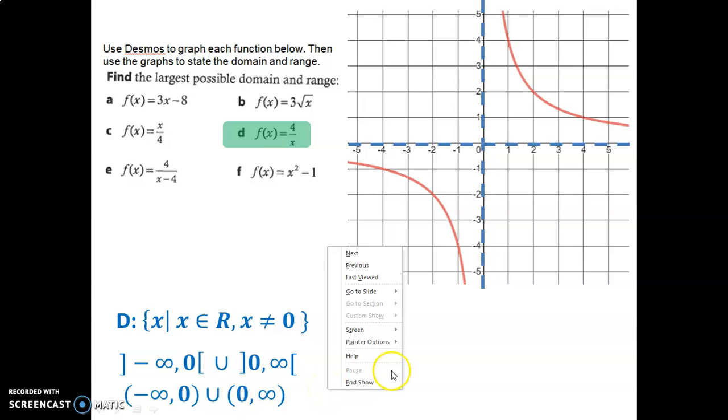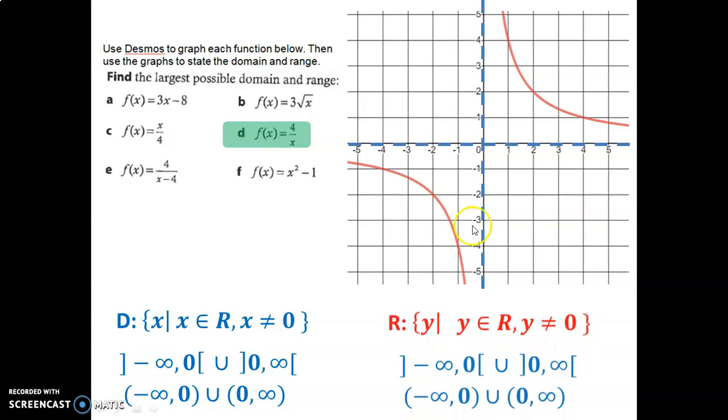Okay, and hopefully looking at that, you're thinking, okay, the range is the same thing. It is, because there's an asymptote at y equals 0 also. So y values can be any real numbers except y cannot be 0, for the same reason as we saw here. And then this all mirrors this exactly. It's the same.